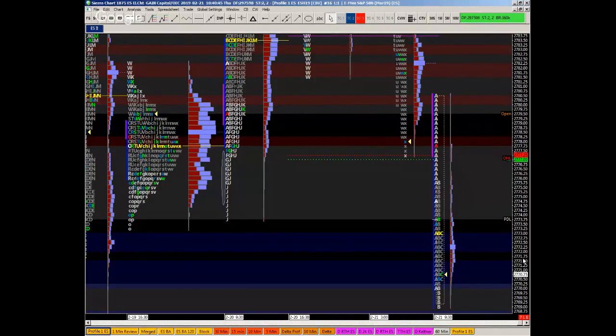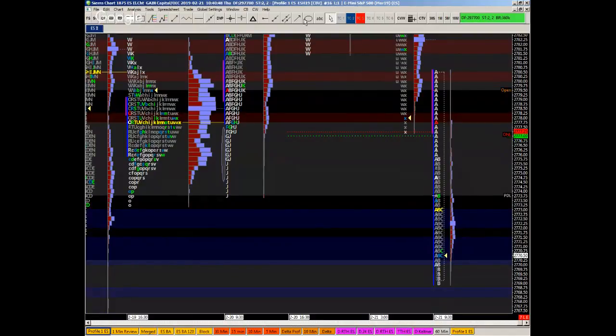There's a good chance that we're going to take out the C low. But notice this very quickly. I want to highlight this right there. Okay, so we're 10 minutes into the C period.